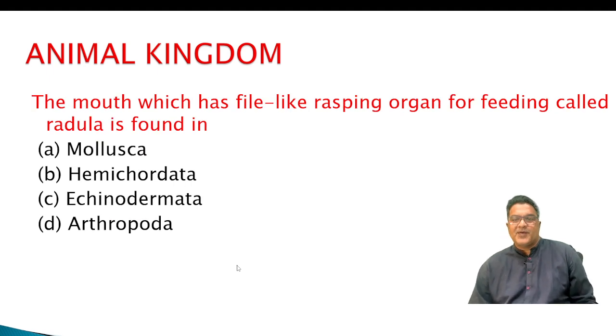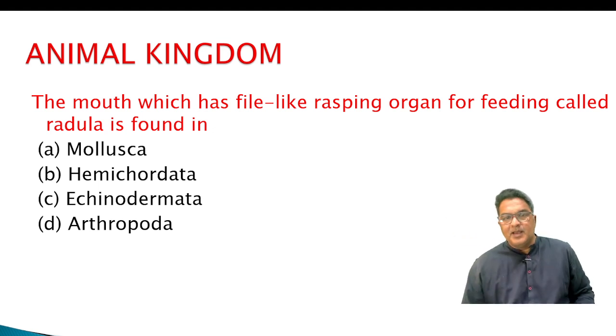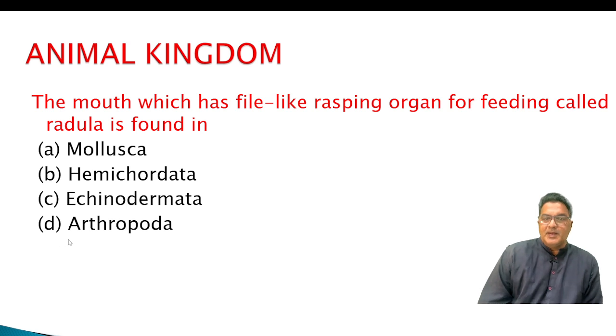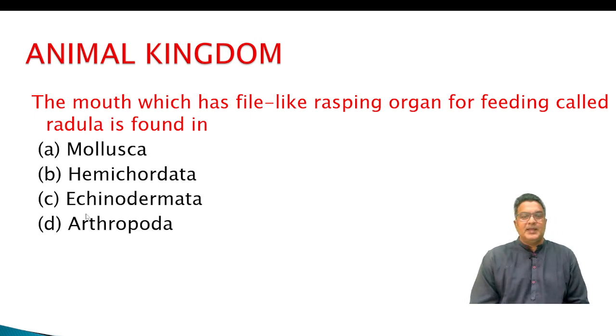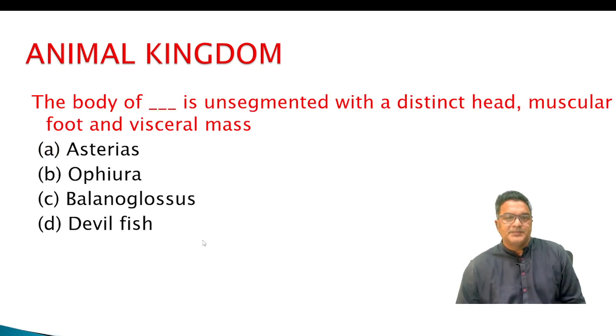Mouth which has a file-like rasping organ for feeding called radula is found in: Mollusca, Hemichordata, Echinodermata, phylum Arthropoda. Straight question, straight answer. Phylum Mollusca has the structure radula. The body of dash is unsegmented with a distinct head, muscular foot, visceral mass. Head, foot, visceral mass or hump is the characteristic feature of which phylum?